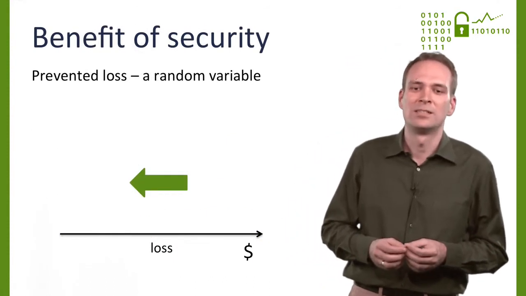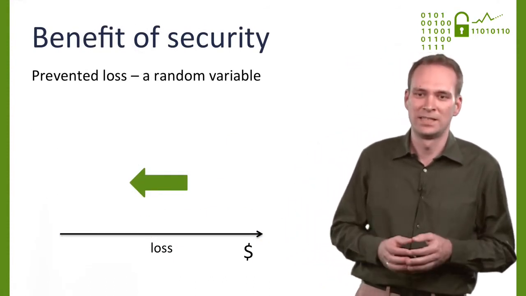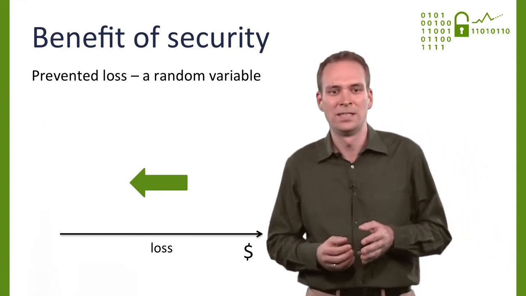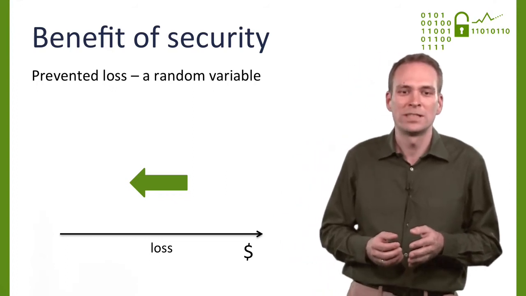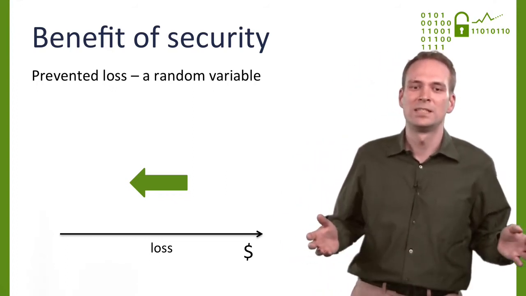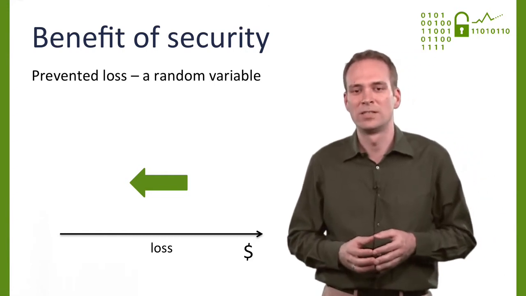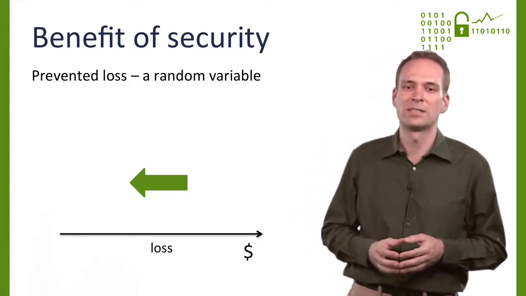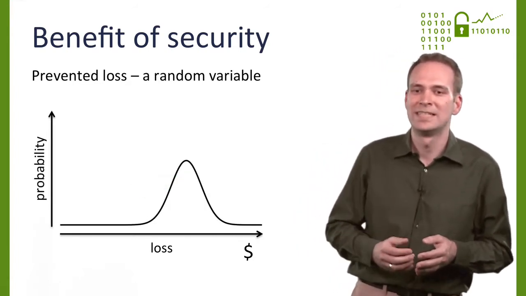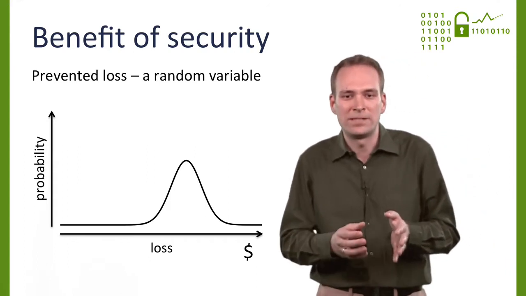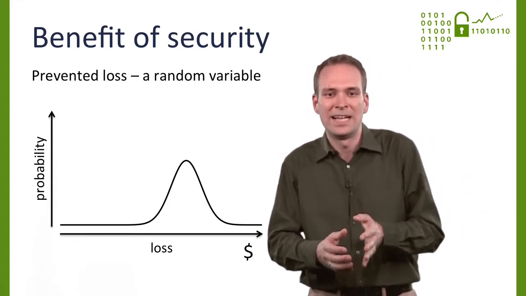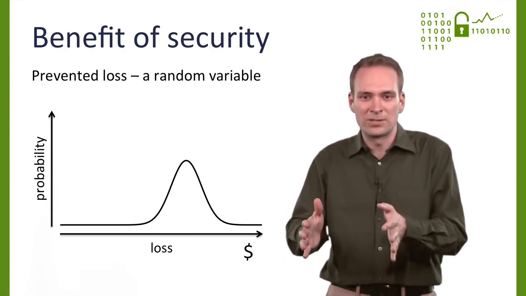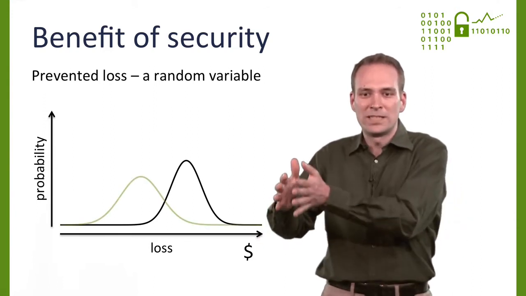The benefit of a security investment is not even deterministic. Benefits of security arise from prevented losses, but whether and how much an organization loses with and without security investment depends on exogenous factors, notably attacker behavior. A common simplification in the security investment literature is to model attacker behavior as a random variable so that the benefit for a security investment emerges as the shift of probability mass between the loss distribution without security investment and the loss distribution with security investment.